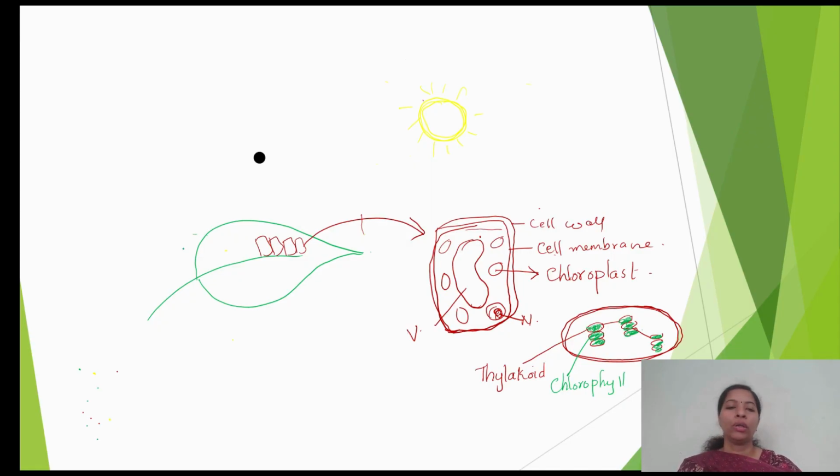Coming back to this particular picture, here we have chlorophyll. When the sunlight falls on the leaf, this chlorophyll is the one capturing the sunlight. So we got the sunlight, the first raw material. What is the second raw material needed?